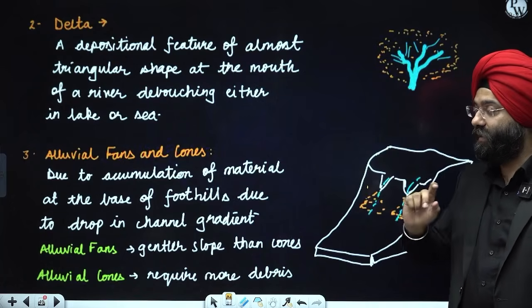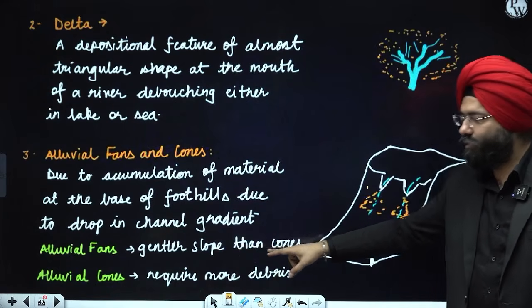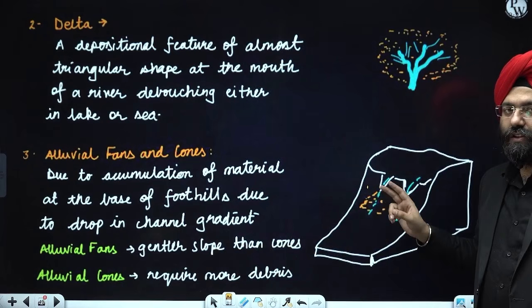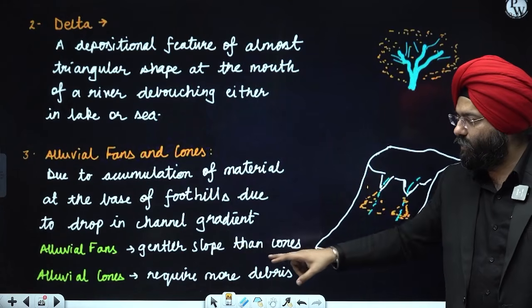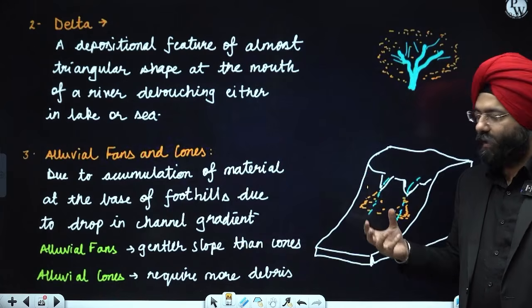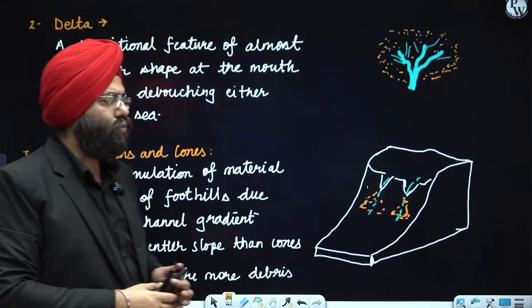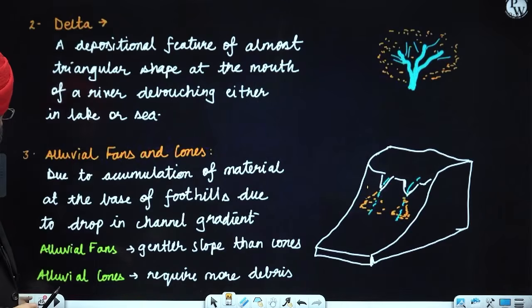The difference between them is alluvial fans are associated with gentle slope compared to cones. So, the alluvial fans will have a gentle slope, cones will have a sharper slope. Alluvial cones will require more debris, but fans will require relatively lesser debris. So, these are again two which are mentioned in your NCERT, so we have covered them. Clear? Okay.